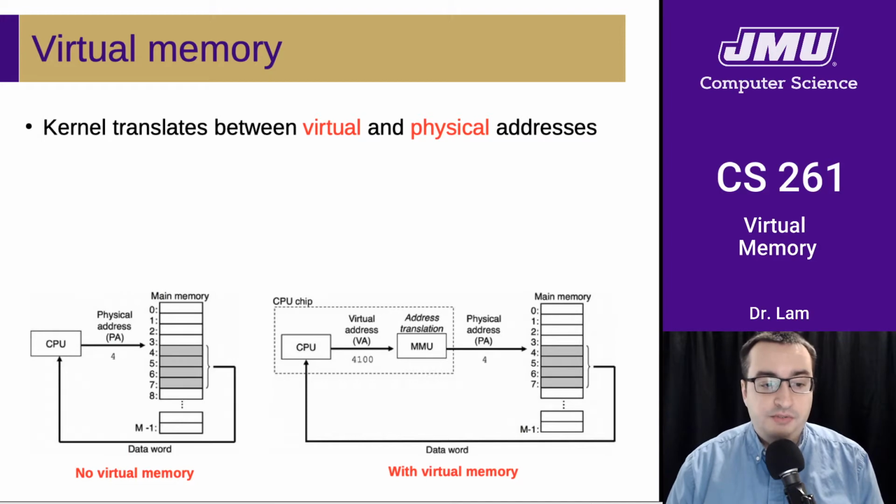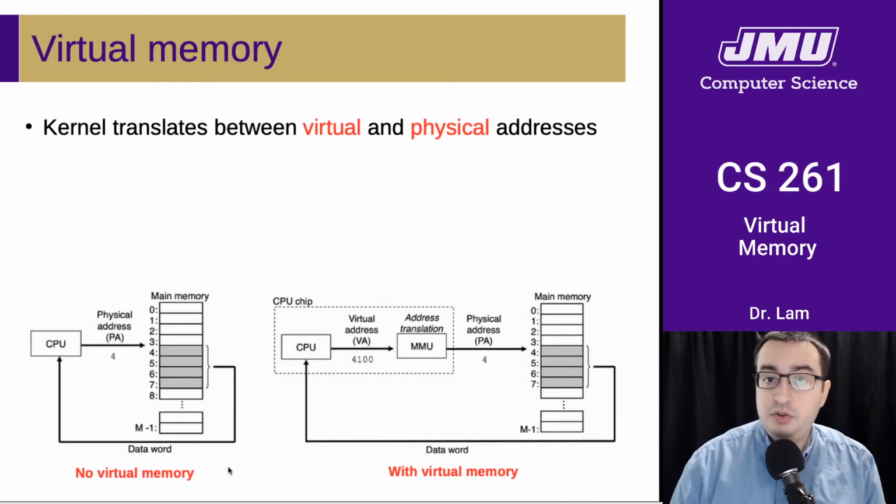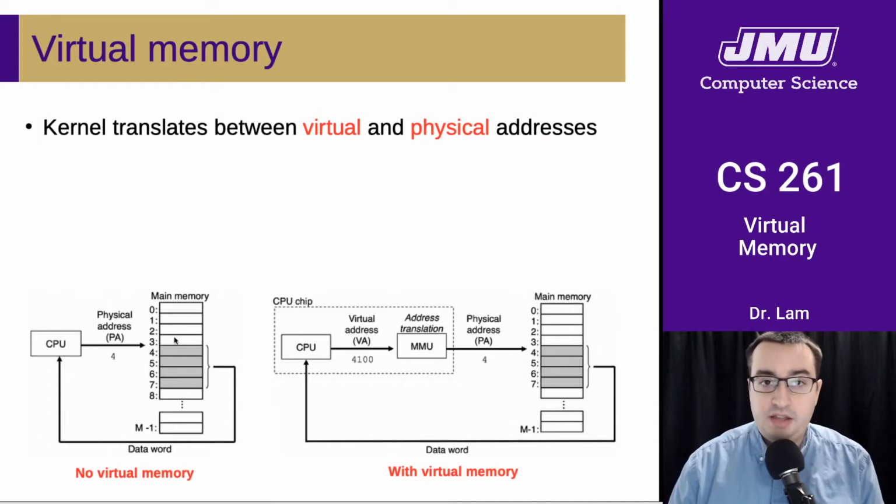So over here on the left, you can see what machines used to look like, where the CPU directly accessed the physical memory. But now we're going to introduce this layer of indirection where the CPU is dealing with a virtual address, but that gets translated to a physical address before memory is actually accessed.